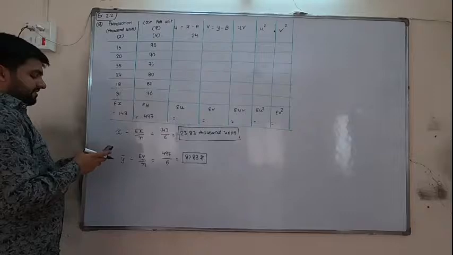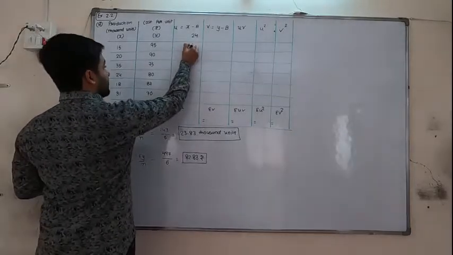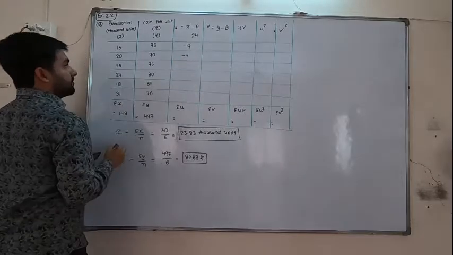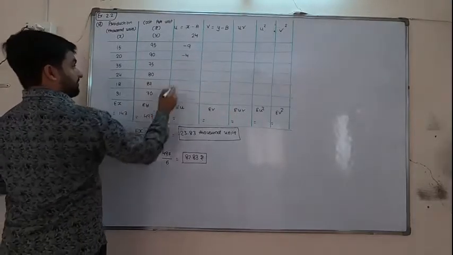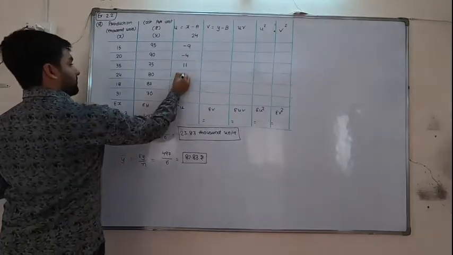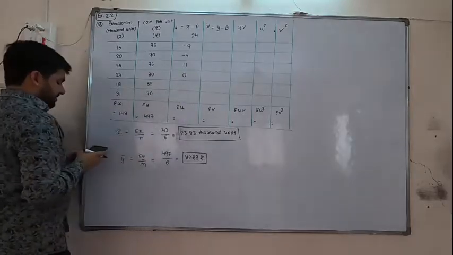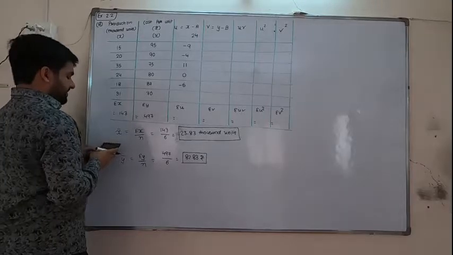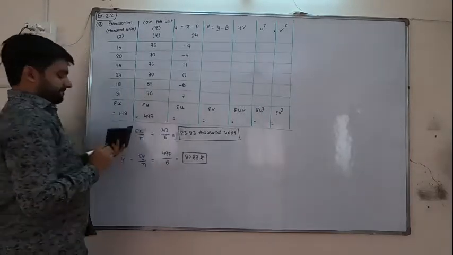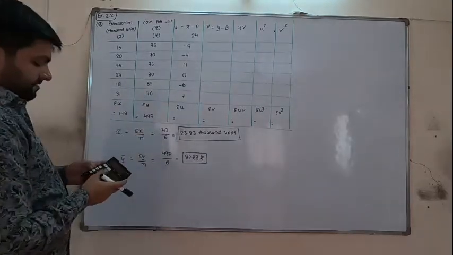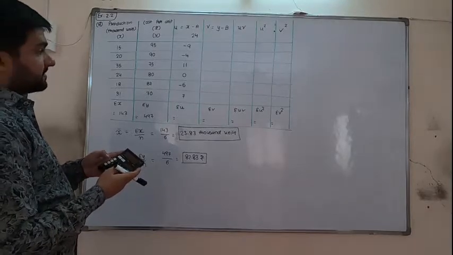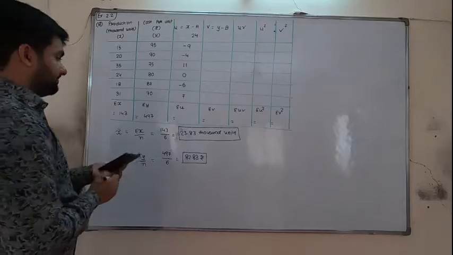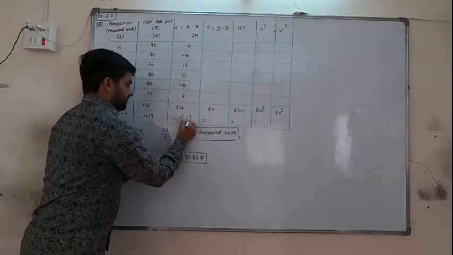So 15 minus 24 is minus 9. 20 minus 24, minus 4. 35 minus 24, 11. 24 minus 24, 0. 18 minus 24, minus 6. 31 minus 24, 7. Okay. Minus 9, minus 4, plus 11, minus 6, plus 7, so the sum is minus 1.